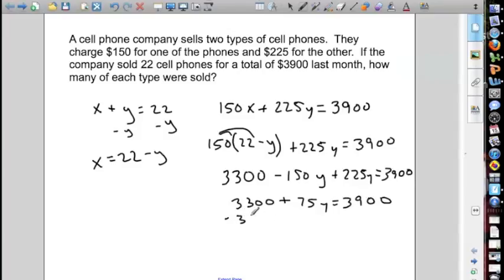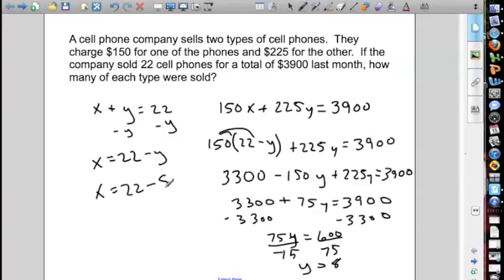I have to get rid of the 3,300. And eventually I get 75y is equal to 600. Now I do have to go through and divide by 75 and divide by 75. And I find out how many of these cell phones I actually have. And as you look at it, it ends up being that I have 8 cell phones of this kind. Now if I have 8 of these Y kinds, then I can come over here. Y is 8. I have 8 of these Y kinds. So if Y is 8, 22 minus 8, then I'm going to have 14 of the other kind. And so again, I have 14 of the X kind. I have 8 of the Y kind.